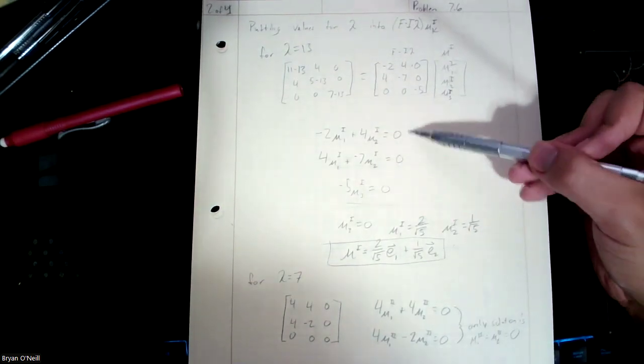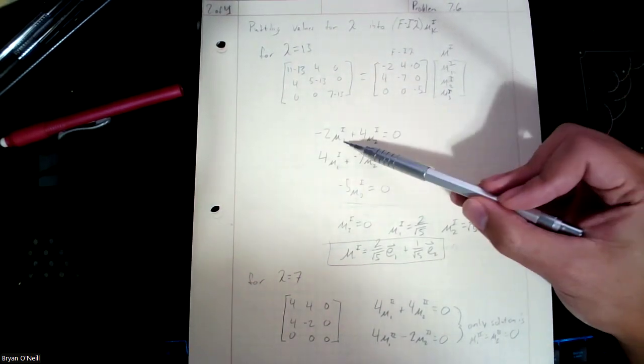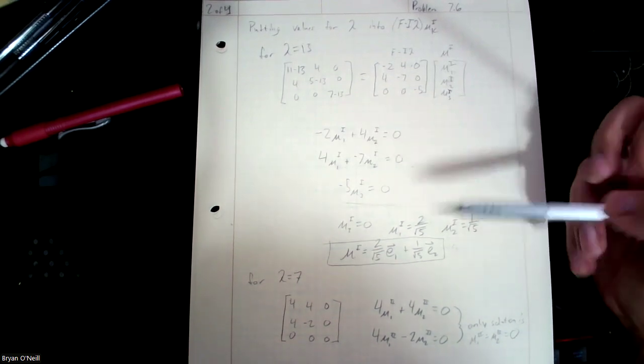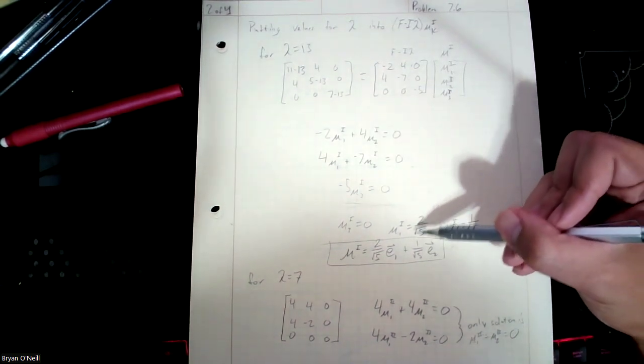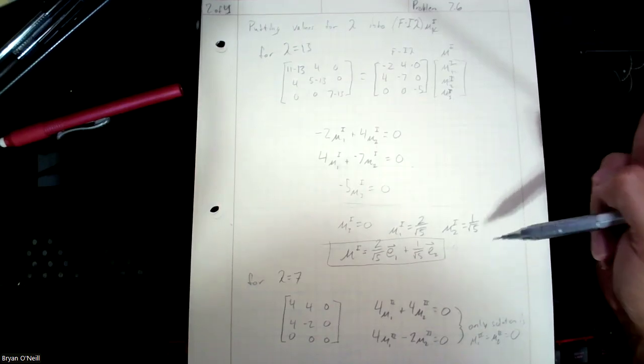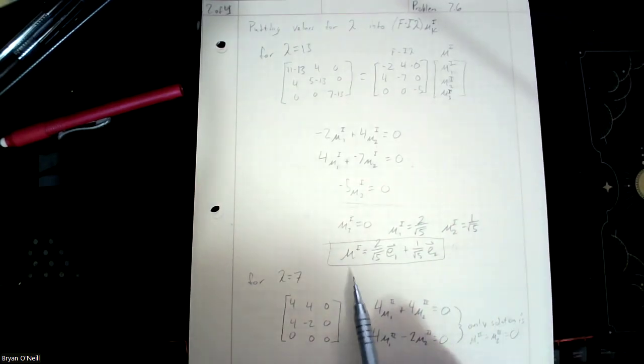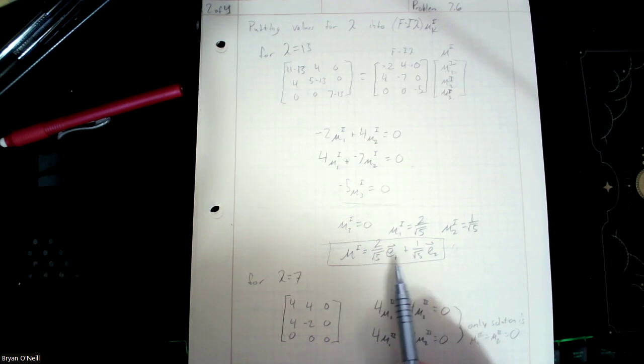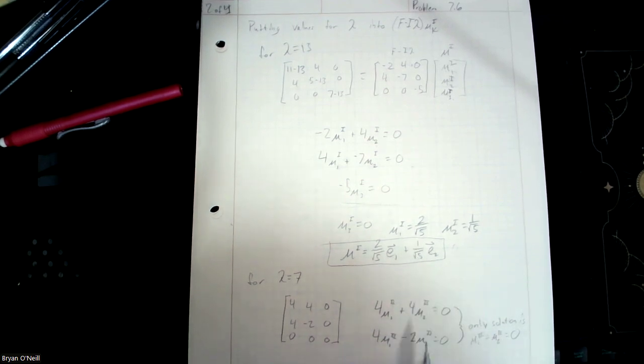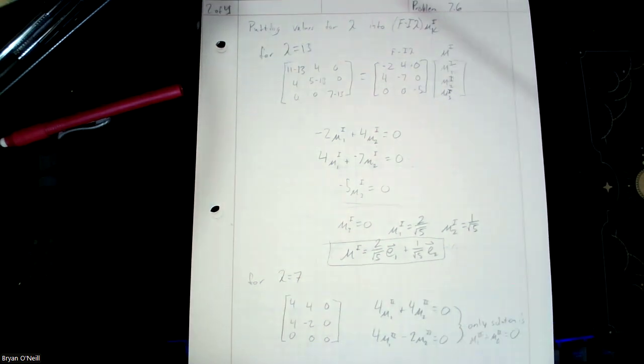Then we have to solve these two equations for mu sub 1 and mu sub 2, which I did. You get 2 over the square root of 5 and 1 over the square root of 5, giving us our final vector: mu1 equals 2 over square root of 5 vector e1 plus 1 over square root of 5 vector e2. And that's our first eigenvector. So we do it again for the rest of our lambdas.